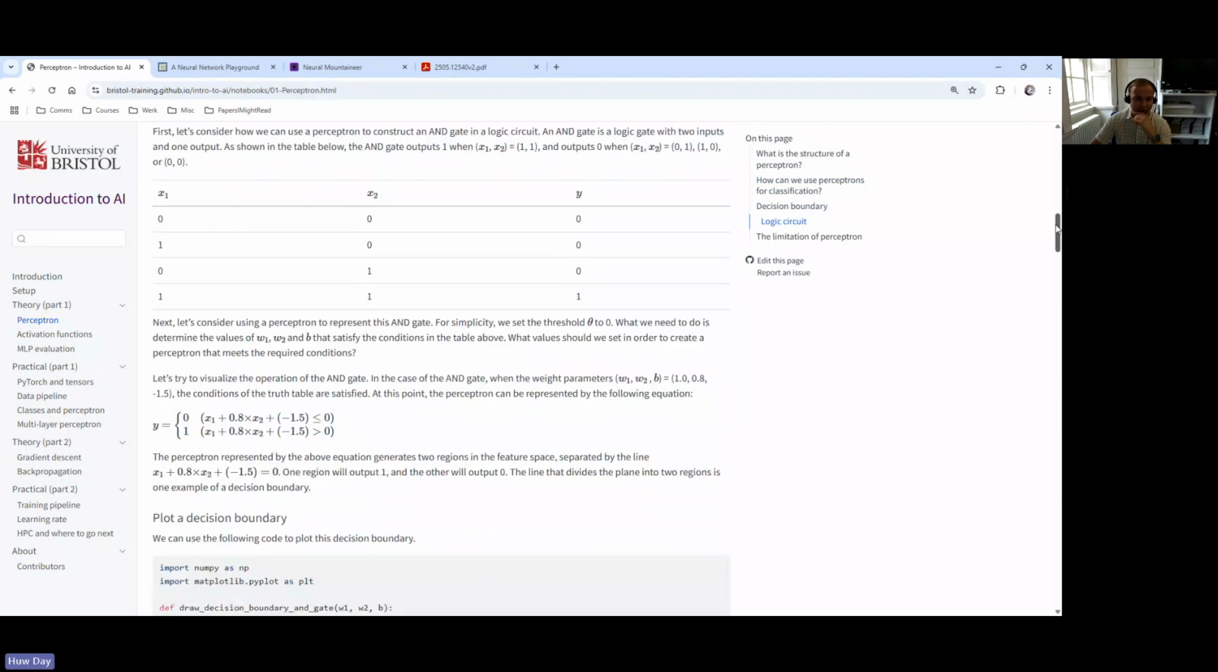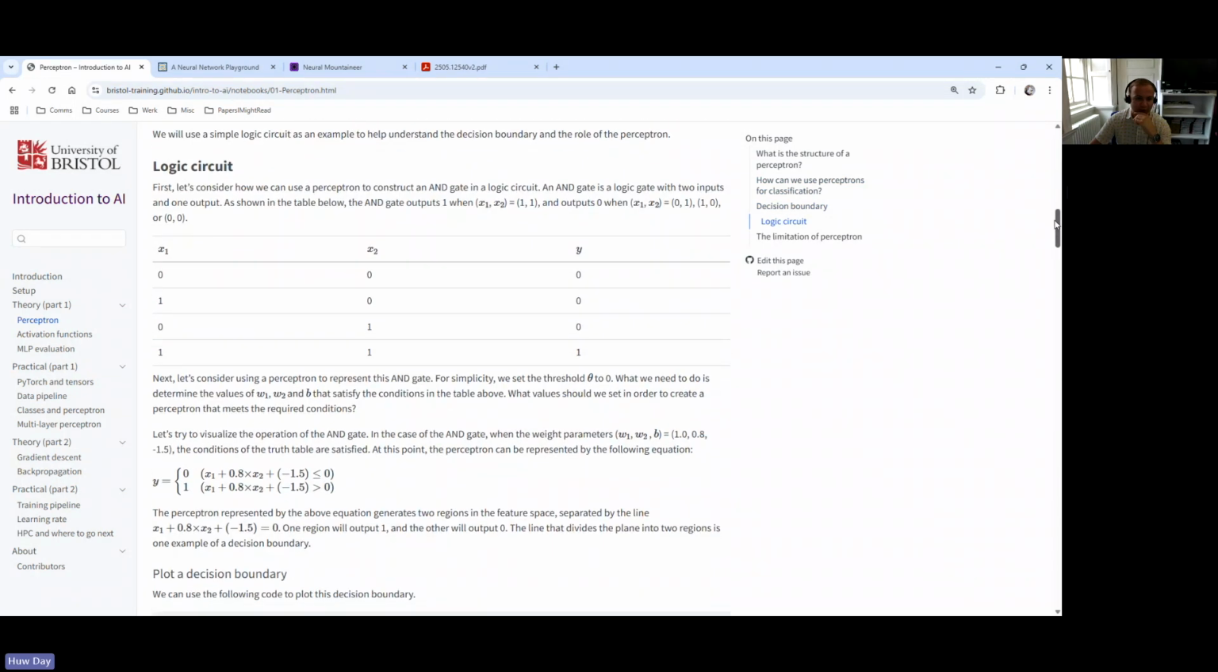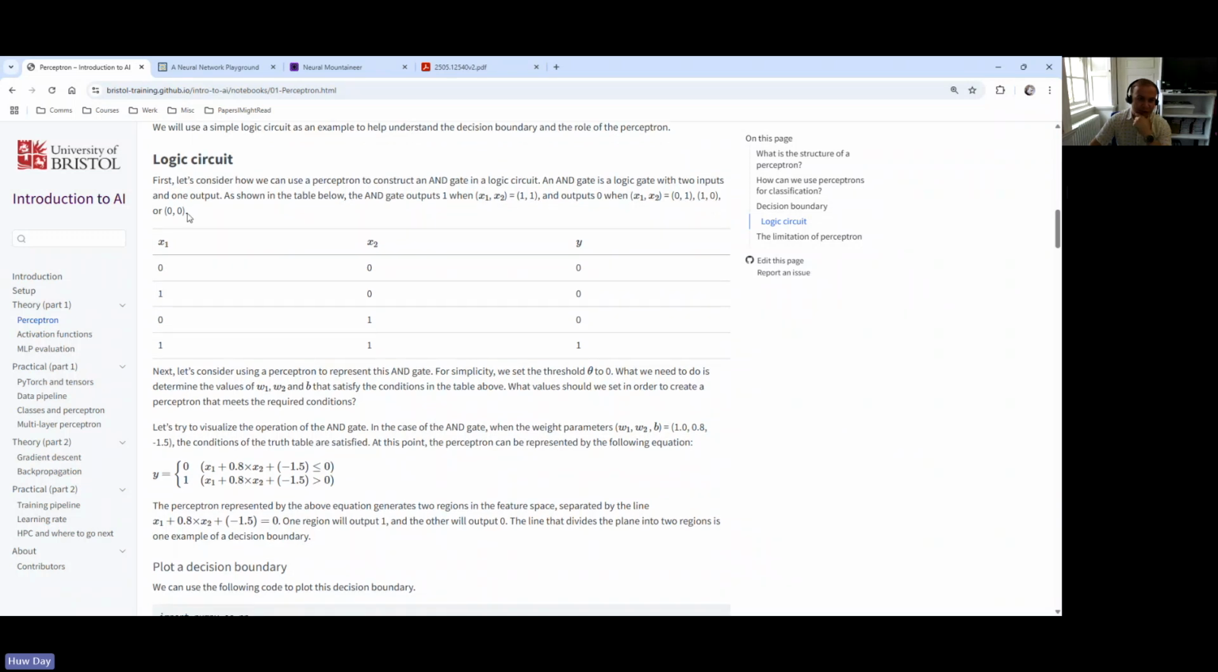Apologies, I'll have to scroll through quite a lot of the code here, but to take a concrete example, let's consider a really simple example of a data set of 4 points. My 4 points are going to have features (0, 0), (1, 0), (0, 1), and (1, 1). And my labels are going to be based on something called an AND gate.